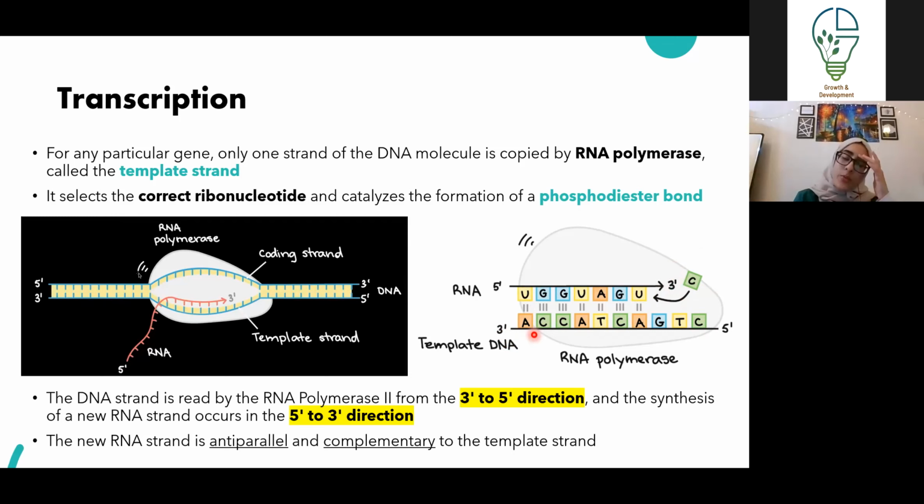And another important point to remember is that RNA doesn't have a thymine. So here, where you have an adenine, you're going to get a uracil on your RNA. Where you have a cytosine, you're going to get a guanine, and where you have an adenine again, you're going to get a uracil. And it keeps adding to the 3' end. So when the new RNA strand is formed, it is produced in the 5' to 3' direction. But when it is reading, it's reading in the 3' to 5'.